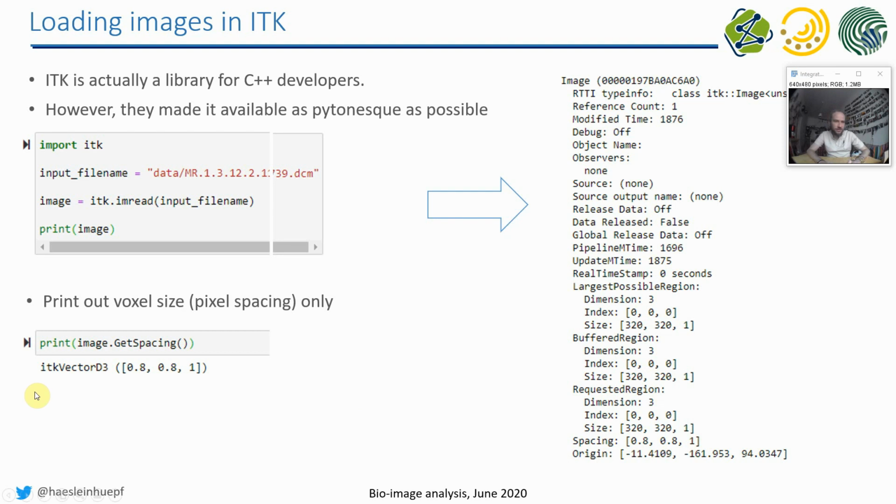So when you say image.getSpacing, you get whatever this thing might be. It's a vector, but in the end, it's a collection. So you can access it like any other collection. You can say image get spacing, and then here in rectangular brackets 0, you can put the result in a variable, print the variable, and you know the voxel size is 0.8 in the Z dimension.